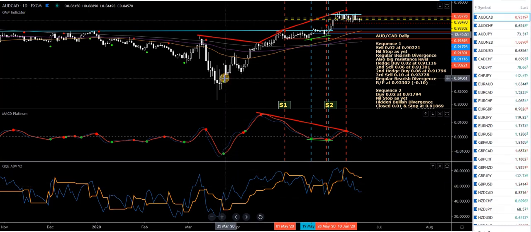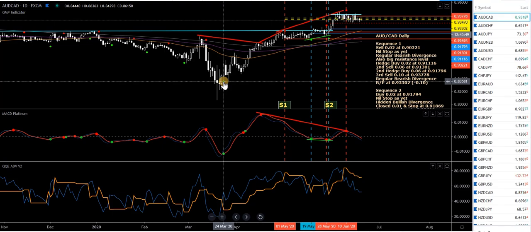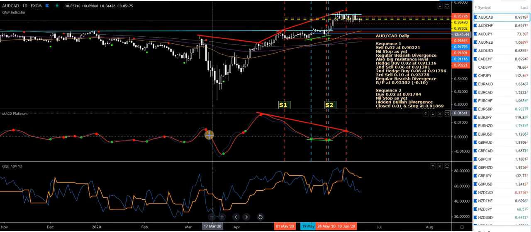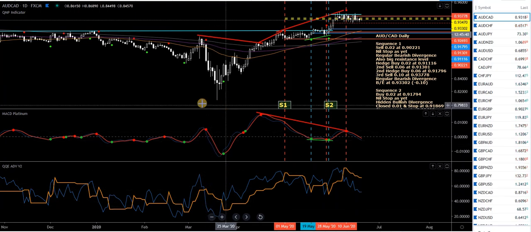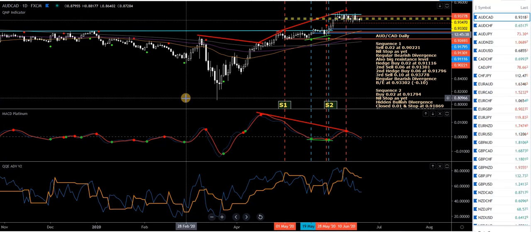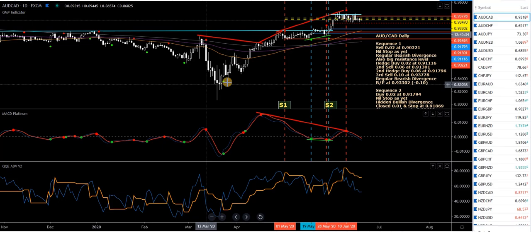Now, this QMP filter, and all QMP stands for is QQE, that's the Q part, MP, MACD Platinum. So it's a combination of these two indicators. Just makes life a lot easier so I don't have to get the crosshairs out and line up stuff. Now, I'll see if I can find a couple for you.